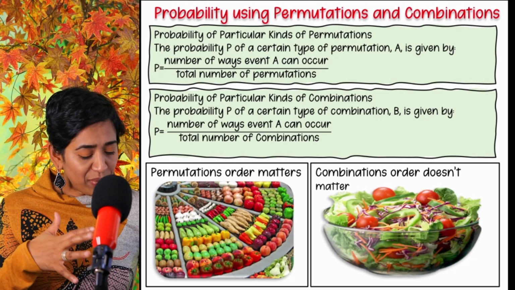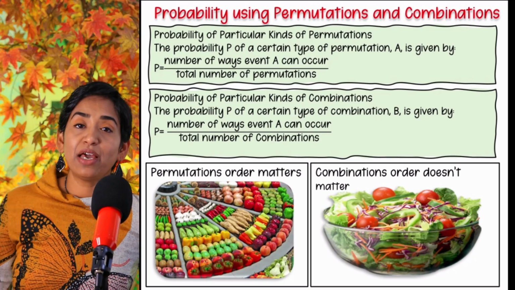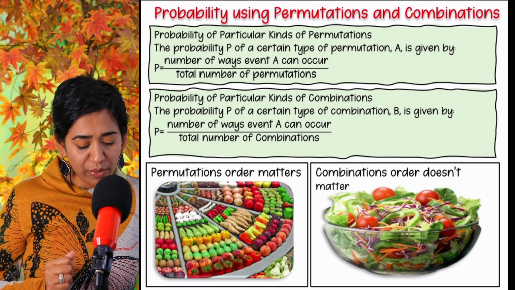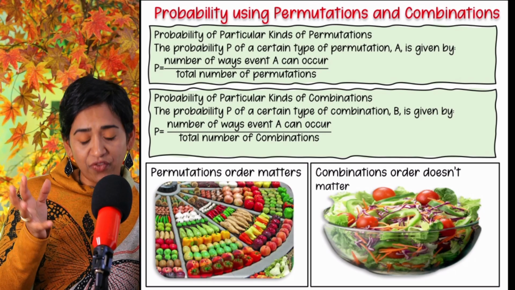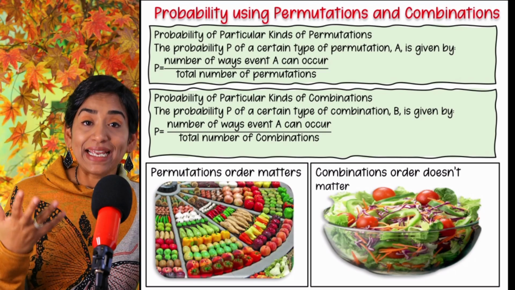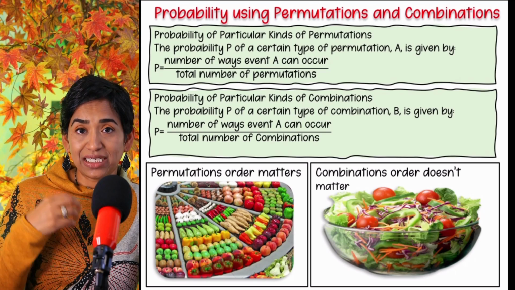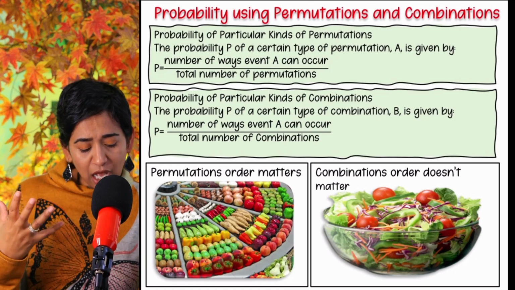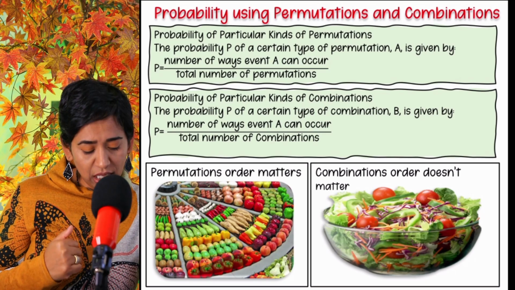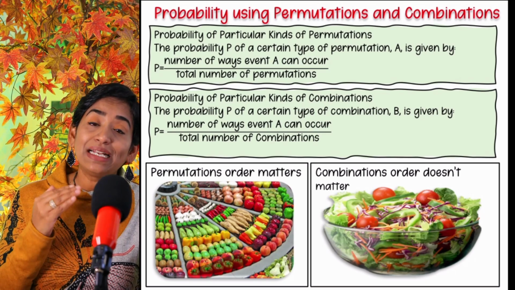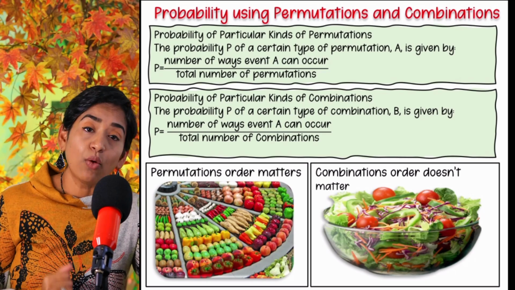Now, a combination is like a salad. You throw everything into a salad bowl, it doesn't matter what you throw, right? So that's how a combination is. For a probability of permutation, you will have the number of ways of the event occurring over the total number of permutations. Same is the case with combination: the number of ways of the event occurring over the total number of combinations. Again, we'll take it problem-wise so you can see how to think when you solve the problem.